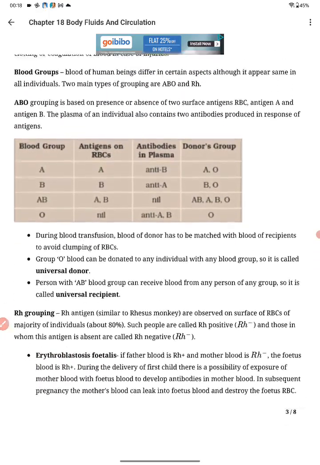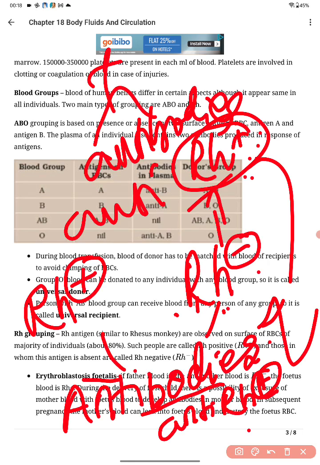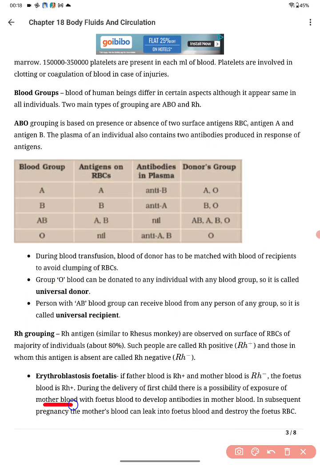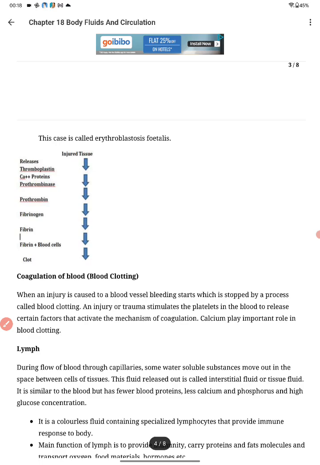So this is what is given after delivery of the first child, because there is a possibility of exposure of the mother's blood to the fetus's blood, developing antibodies in the mother's blood. In a subsequent pregnancy, meaning the second pregnancy, these antibodies can leak into the fetus's blood and destroy the fetus's RBC.